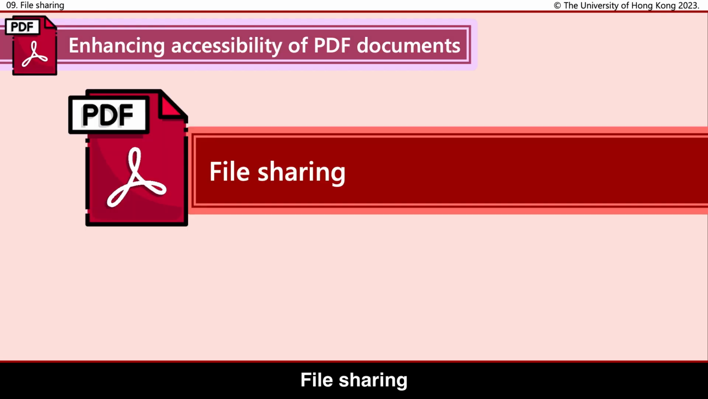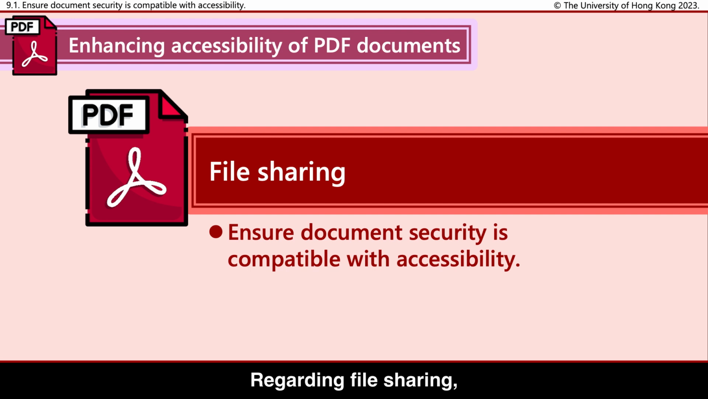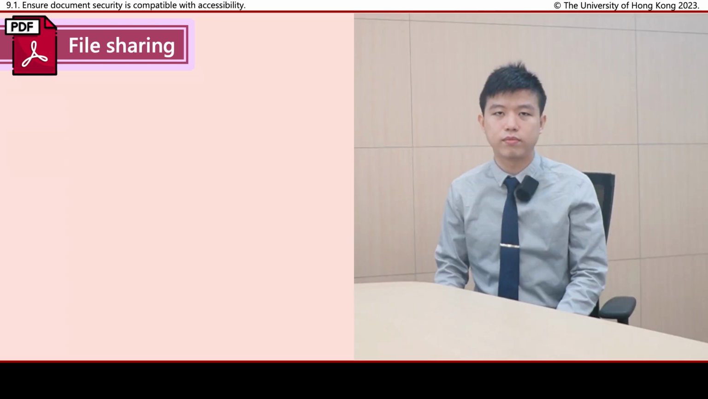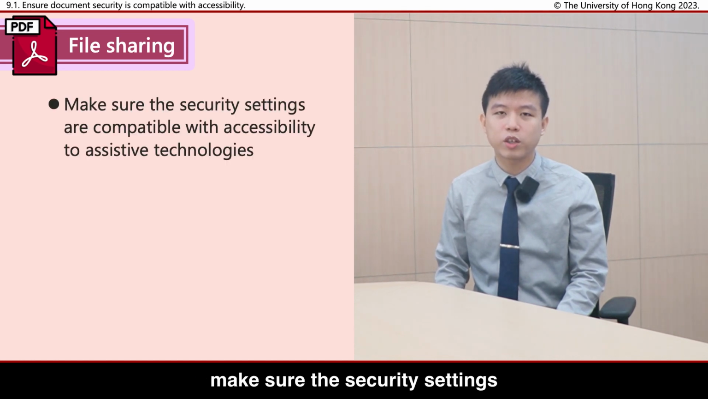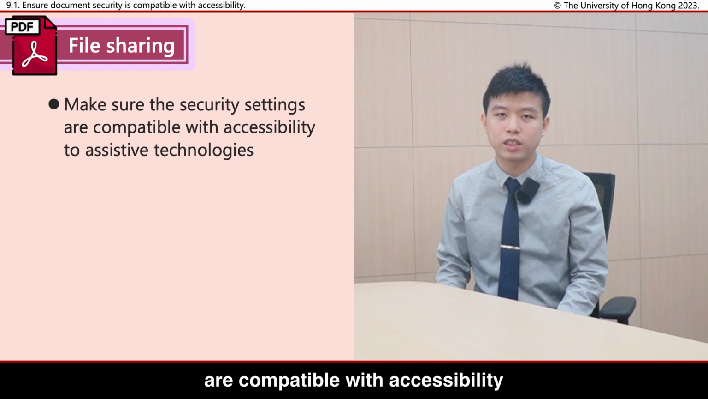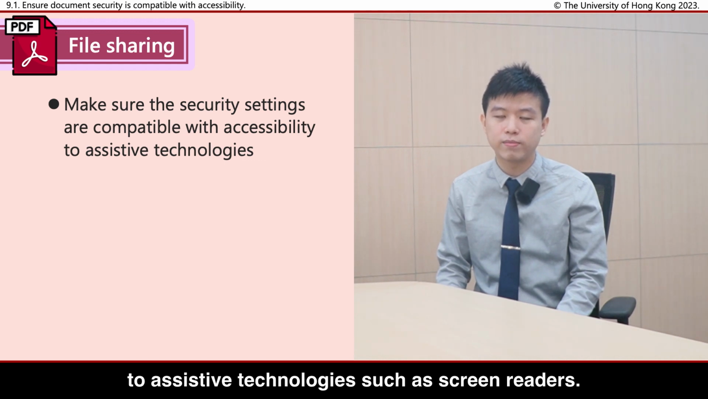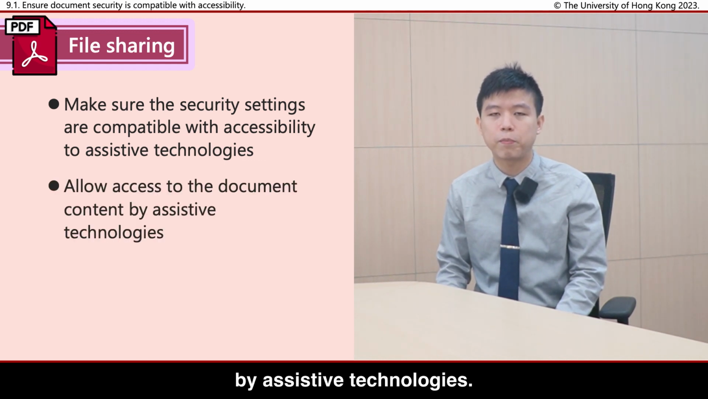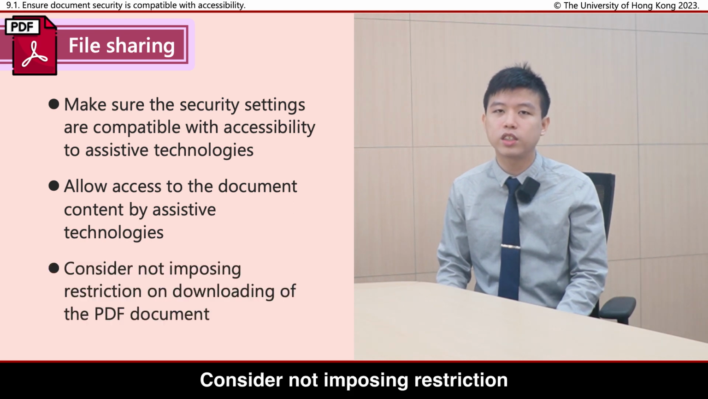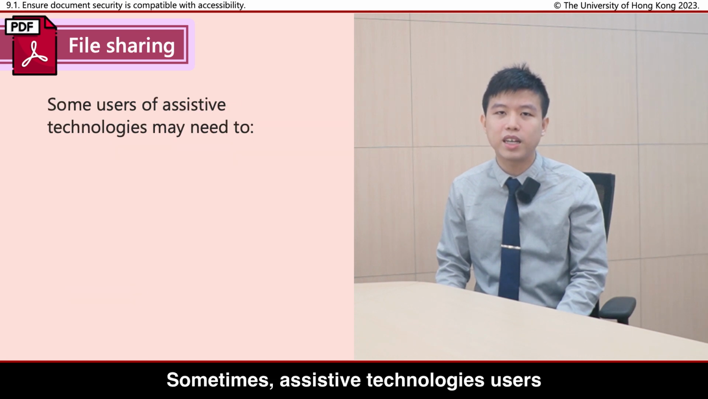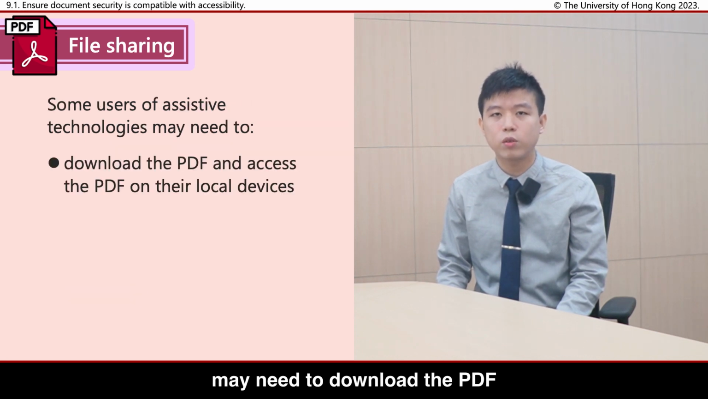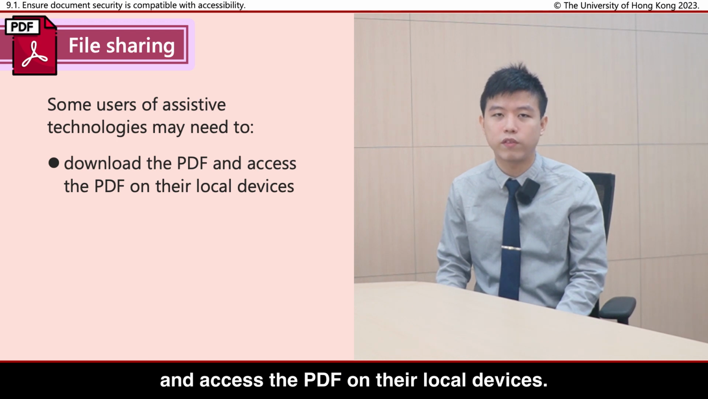File sharing. Regarding file sharing, we would need to be aware of how to ensure document security is compatible with accessibility. If security control and restricted editing are necessary, make sure the security settings are compatible with accessibility to assistive technologies such as screen readers. Allow access to the document content by assistive technologies. Consider not imposing restriction on downloading of the PDF document. Sometimes, assistive technologies users may need to download the PDF and access the PDF on their local devices.